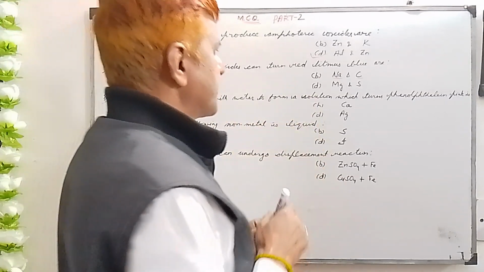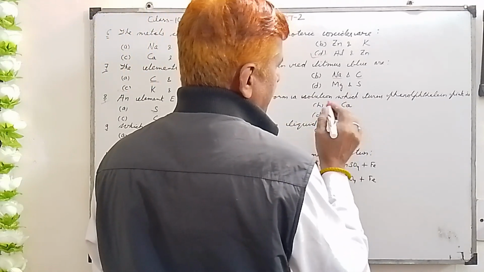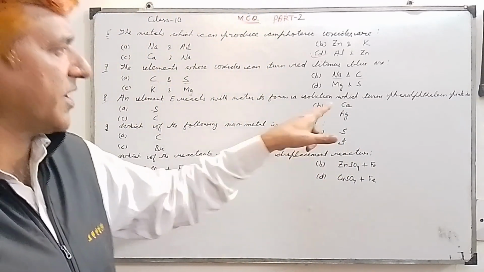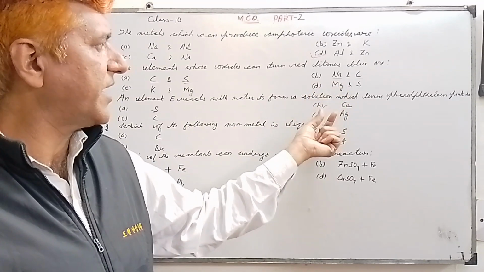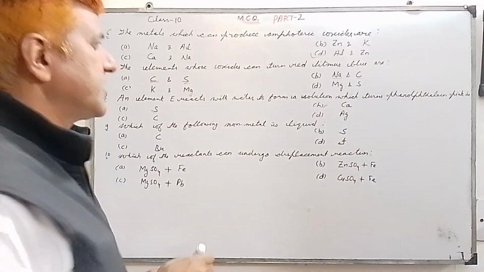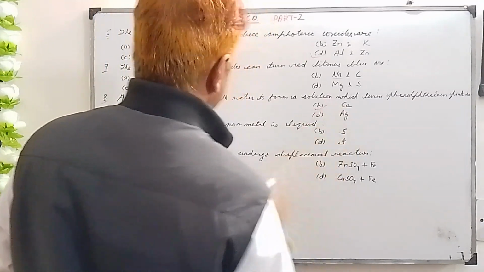And here we have the choice calcium and silver. So calcium when it reacts with water forms calcium hydroxide, which is basic in nature and turns phenolphthalein pink. So B is our answer.